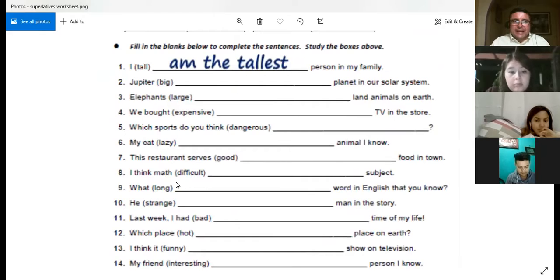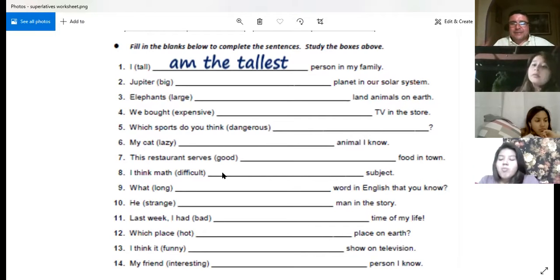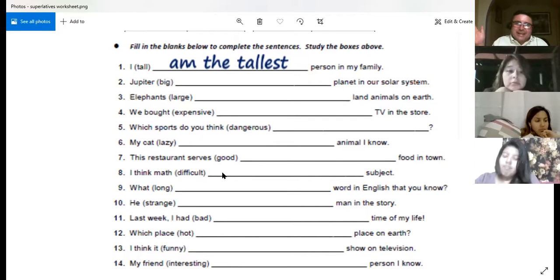What about number 8? I think math is the most difficult subject, but somebody said it's the most precious. Okay. You know, when you are in school, there are two subjects that people usually don't like. They don't like mathematics or they don't like English. When I was in school, that was the normal scenario. Some people didn't like math, other people didn't like English. So, okay, what about number 9?